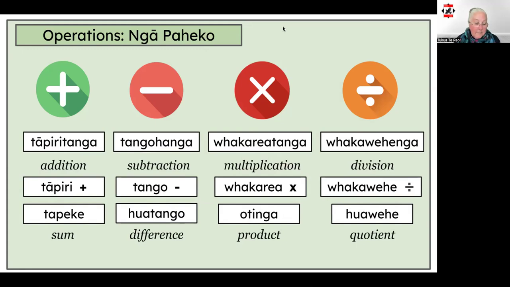The answers now. The answer of an addition question is a tāpeke or sum. The answer in a subtraction question is the huatango or difference. The answer of a multiplication question is the product or otunga. And the answer for a division question is the quotient or huawehe.